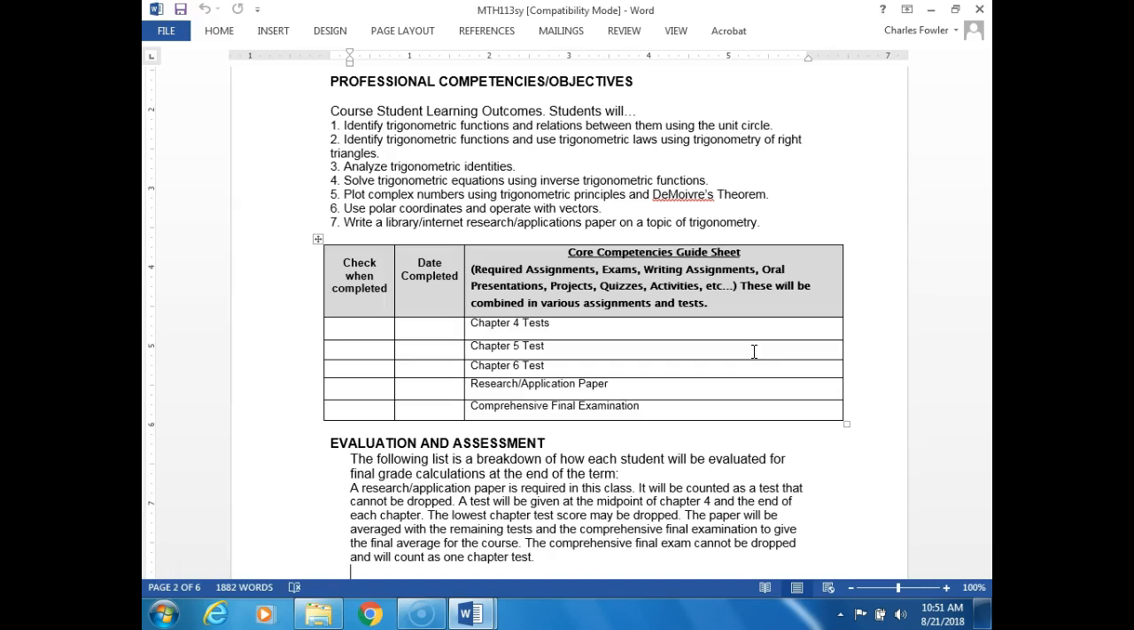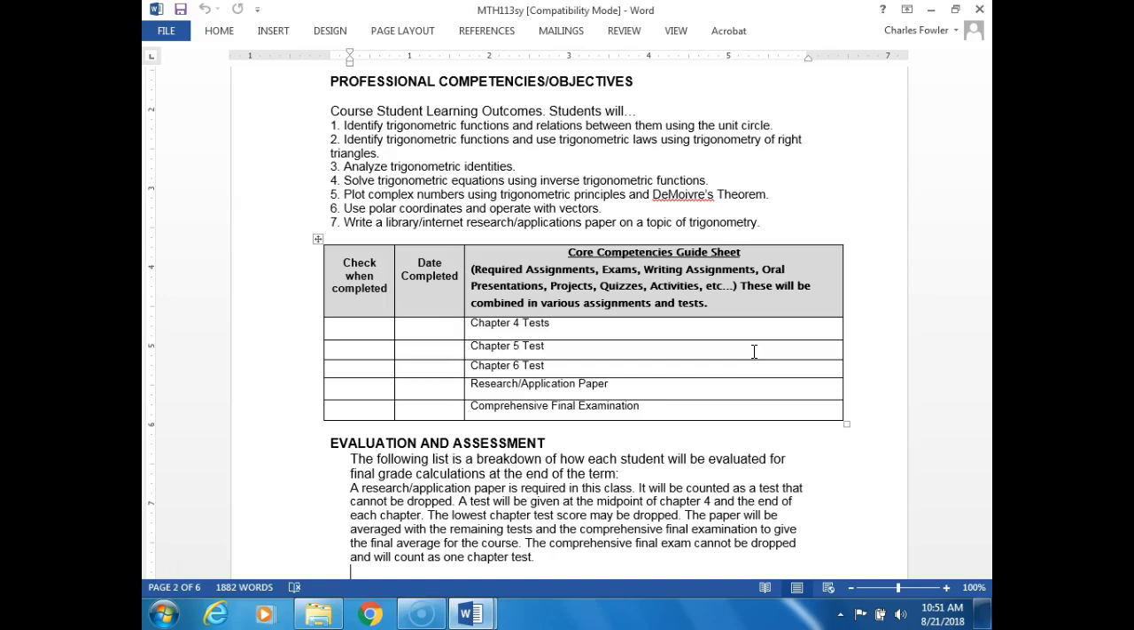Okay? Plot complex numbers using trigonometric principles and De Moivre's theorem. That's in chapter 6. Use polar coordinates and operate with vectors. That's in chapter 6. Write a library or internet-based research application paper on some topic in trigonometry. That's your research. That's your writing competency. Okay? And then we'll have a final exam, a comprehensive final exam, which will be your overall competency. Okay.